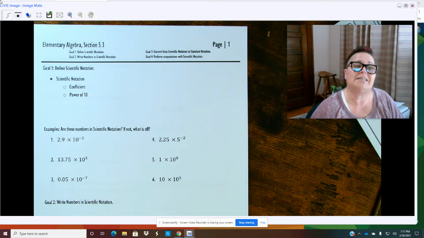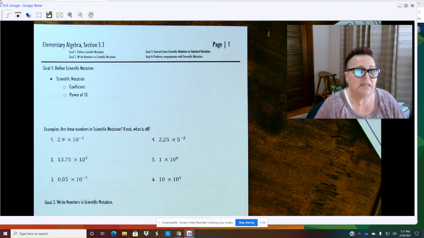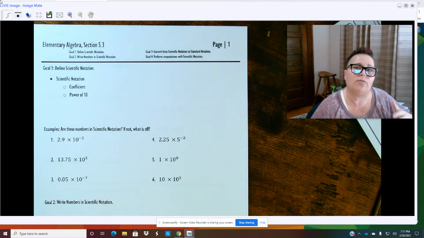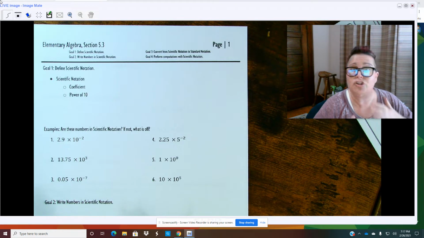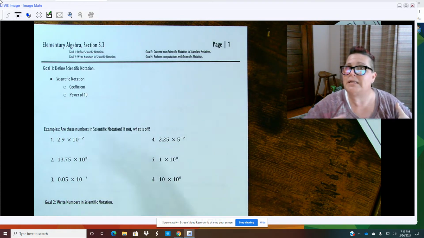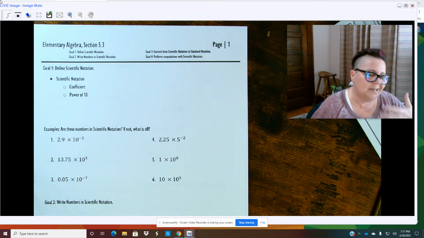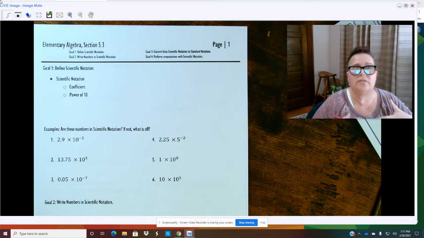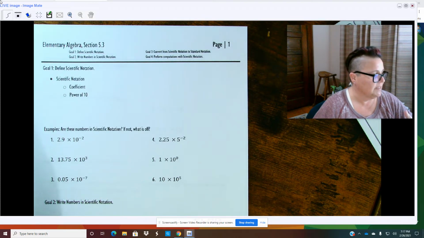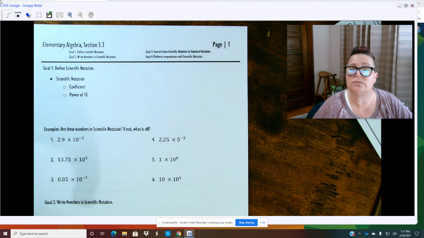So, what is scientific notation? Scientific notation is a way of writing very large and very small numbers. Numbers that are too big to fit into your calculator in terms of how many digits they have. Not necessarily in terms of how big the actual numbers are, but in terms of I need 12 spaces and my calculator only has 8. So we have scientific notation.